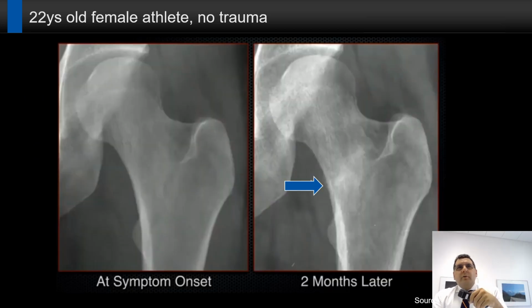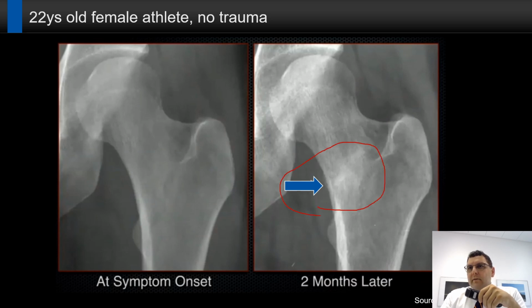This is a 22-year-old female athlete. The patient came into our hospital. She had no trauma. On the radiograph taken at the onset of symptoms, we could not see anything. 2 months later, the patient came back and had this stress fracture here on the left femoral neck, readily seen.